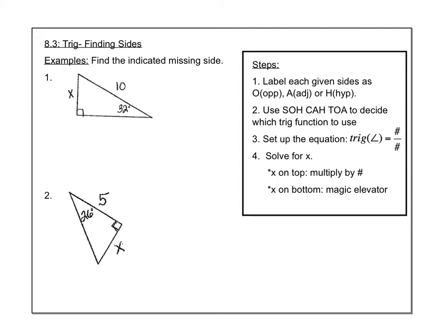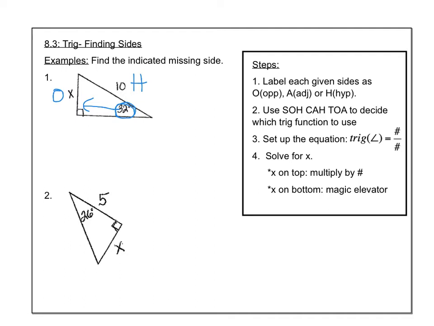So the first step that you have to do, the steps are right here in this box, nicely laid out for you, is you have to label each of the sides from looking at the angle. If I look at my angle here, I know that 10, since it's across from the right angle, is the hypotenuse. I'm going to put an H there. And then since X is all the way across from it, I'm going to put an O for opposite. Those are the only two sides you're going to label, the ones that have something written on them.